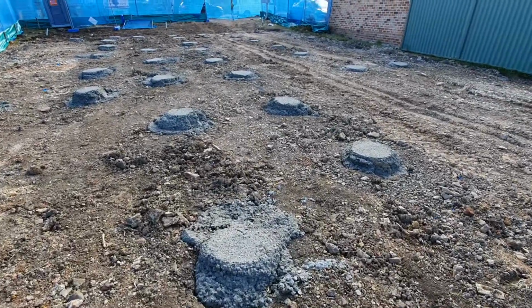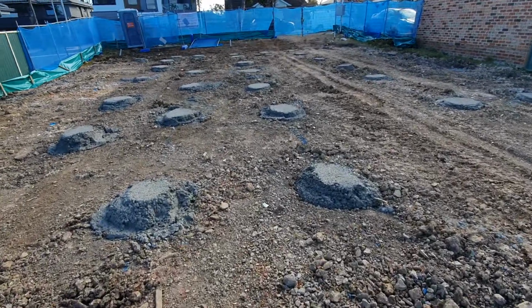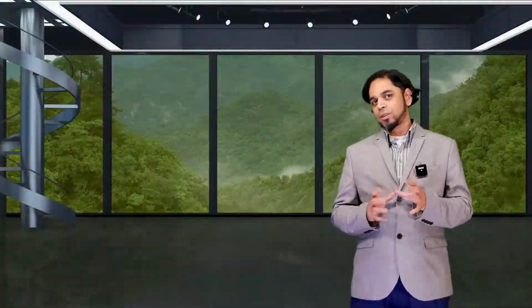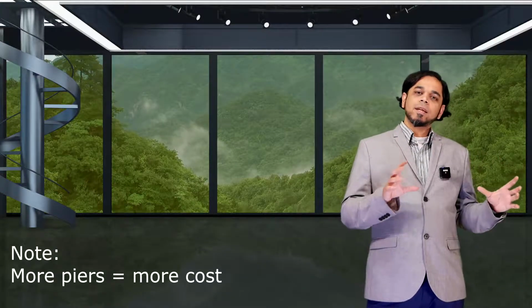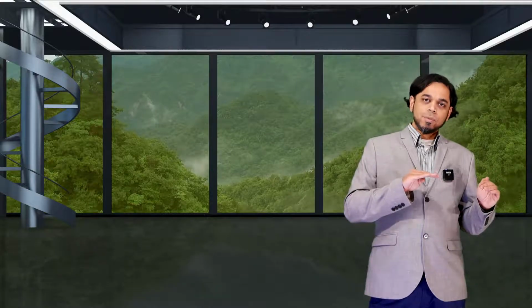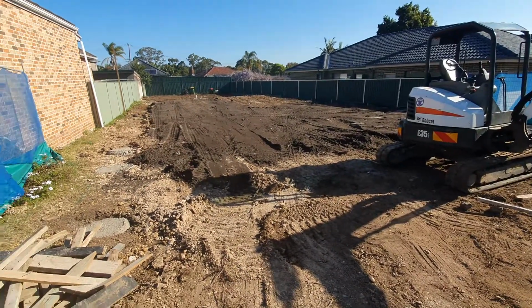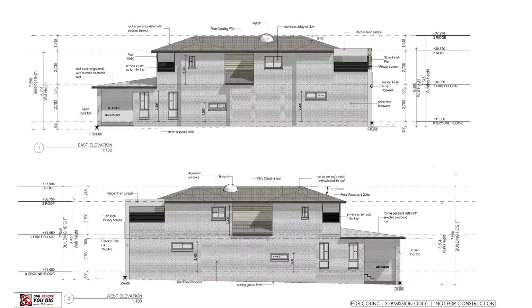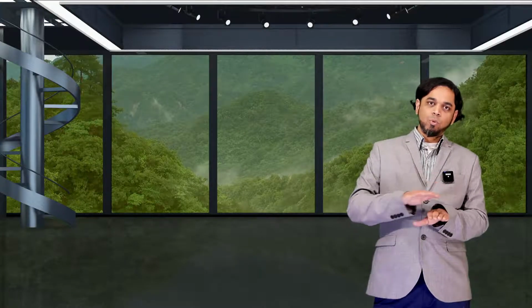How many piers we are going to need and how deep they need to be is subjective to the kind of land there is, the kind of soil, and the kind of design we have at hand. Next thing, they bring the excavator again, and this time they level the part of the land which will be under the building. And this level is determined by the architectural design, how high the slab is going to be. So above this level, they will pour the slab.